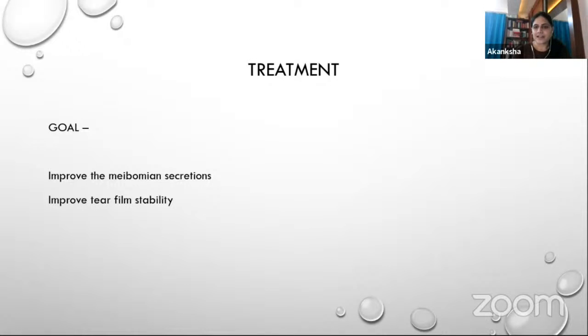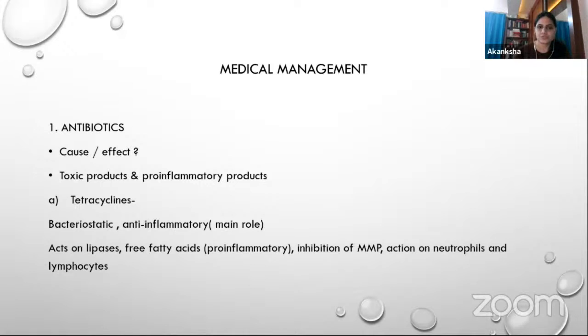Now, if a patient has meibomian gland dysfunction, your goal would be to improve the secretions, make the patient more comfortable, and improve the tear film stability also. So classically, the medical management has been described initially, where the use of antibiotics was suggested. Again, antibiotics can cause a dual mechanism. When the antibiotics are used, they are not used only for their antibiotic effect. As we will discuss, they are also used for some of their anti-inflammatory roles.